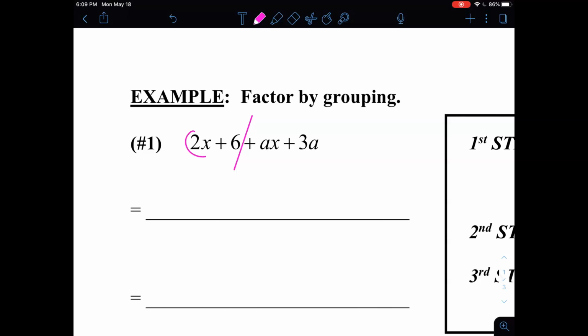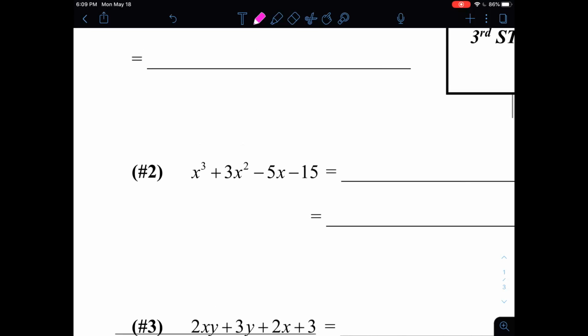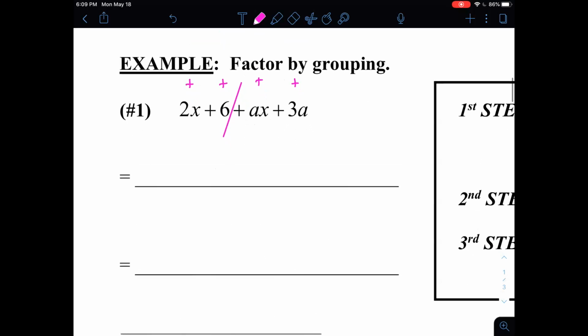So this is 2x. The sign for 2x is a positive. What's the sign of this? It's going to be plus 6. You can see how these are all positive numbers, whereas down here, you see how we have negative 5x and negative 15? So these are all positive. That's going to be important for these kind of problems.